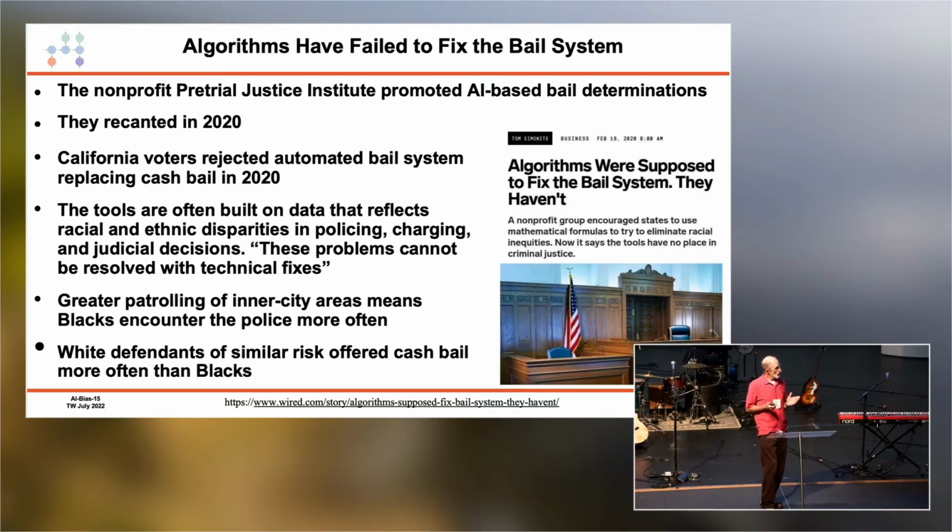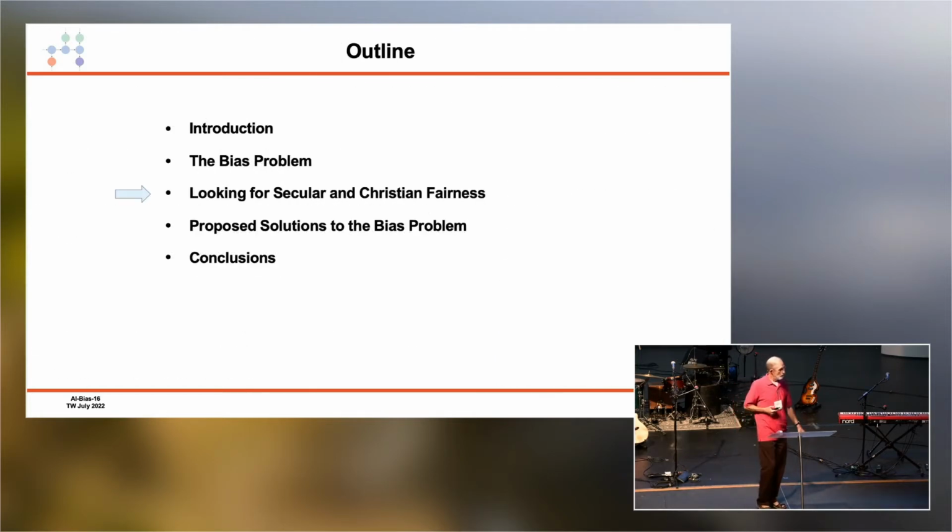I mean, you don't know if a person is going to reoffend. You don't know if they did. All you know is if they were rearrested and caught or possibly convicted. And if there's greater patrolling, you might be more likely to be arrested. They did find that white defendants had cash bail offered more often than blacks. Okay, there's a lot more. I could do bias stories all day, but we're going to zip into the fairness issue here.